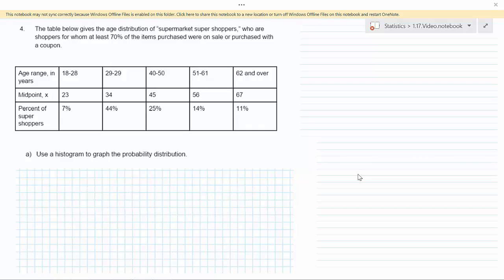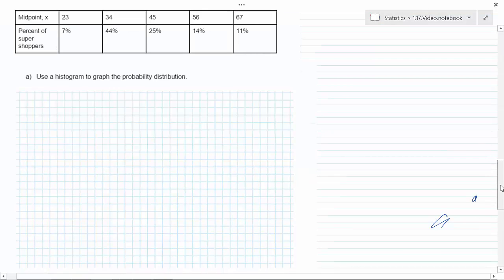So in looking at the table, I can see the age ranges, and then each age range has a midpoint, and that's actually what I'm going to be using in part A, the midpoints. And then I can also see the percent of super shoppers for each age range who buy at least 70% of their goods on sale or with coupons. So what I'm going to do now is graph this distribution as a histogram. And like I said earlier, I'm going to use the midpoints to do that.